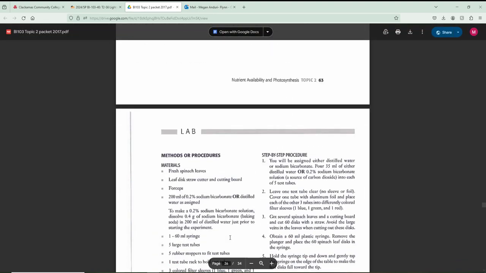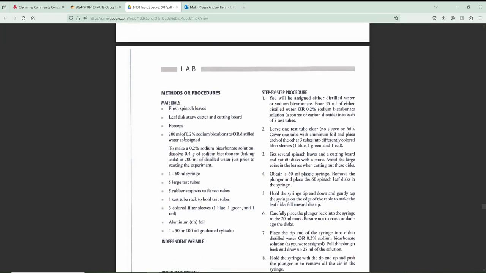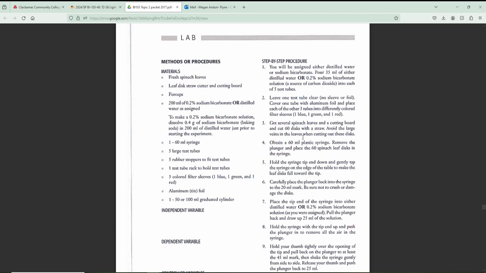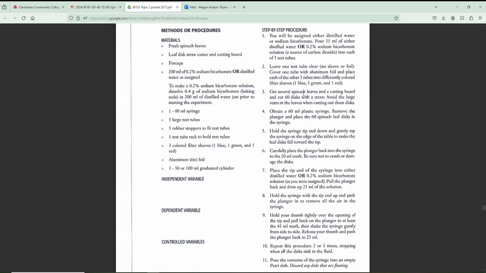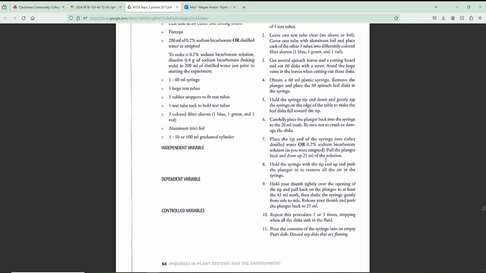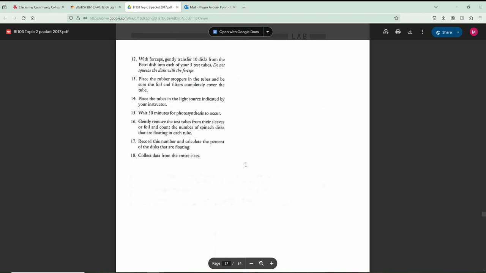So if we look at our methods, we just basically need to summarize the experiment. We know that we're using spinach leaves. We had two different groups: the group that tested with distilled water, and the group that tested with sodium bicarbonate. We know that we had these spinach leaves that were exposed to different wavelengths of light for a period of time. Okay, so you're just going to basically summarize how it was set up in these petri dishes.